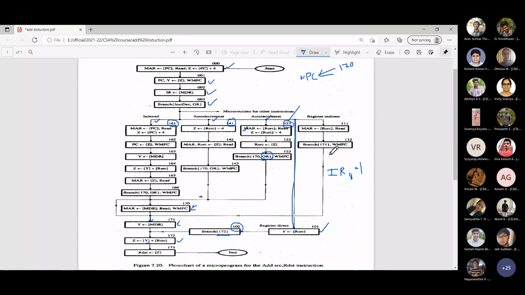So what should be the value of mu PC? Which bit? Mu PC 3? What should be the value of mu PC 3? Not mu PC 3, isn't it? It should be mu PC 0. What should be the value of mu PC 0? If it is direct, what should be the value of mu PC 0?